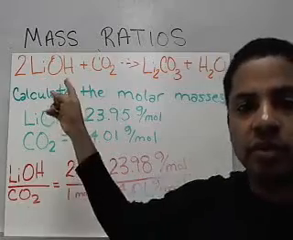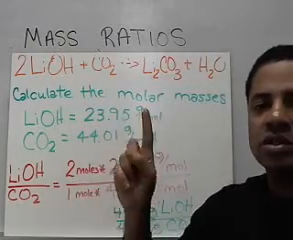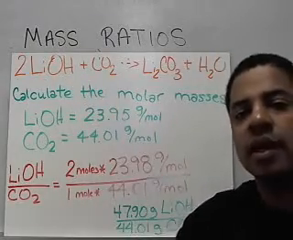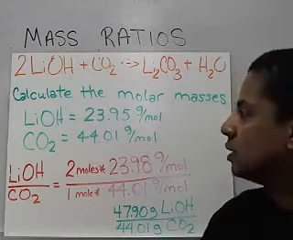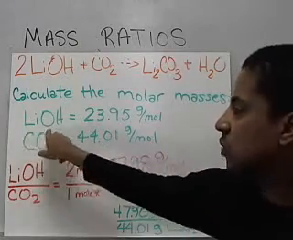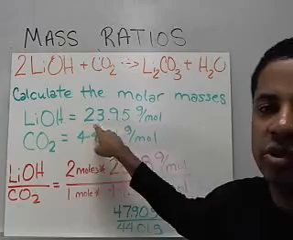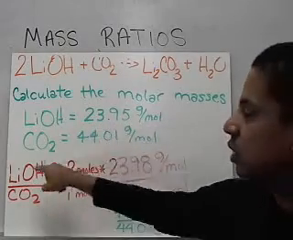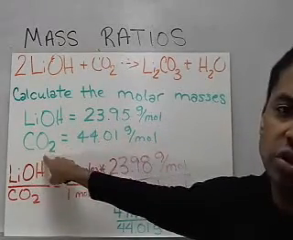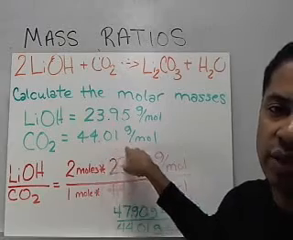Alright, we got the same chemical equation. So the first thing you want to do is calculate your molar masses. Lithium hydroxide has 1 lithium, 1 oxygen, and 1 hydrogen. That's 23.95 grams per mole. Carbon dioxide has 1 carbon and 2 oxygens. That's 44.01 grams per mole.